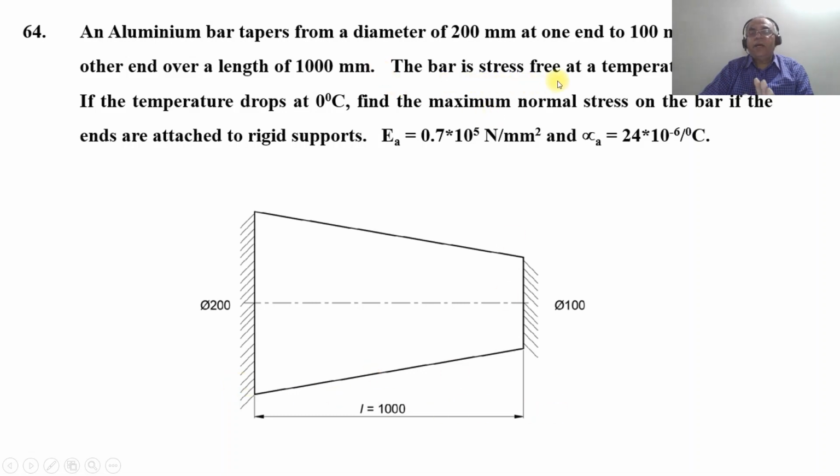The bar is stress-free at a temperature of 27 degrees centigrade. So there is no stress at the temperature of 27 degrees centigrade. If the temperature drops to 0 degrees centigrade, find the maximum normal stress on the bar if the ends are attached to rigid support. Take Young's modulus of aluminium as 0.7 into 10 to the power of 5 Newton per mm square, and alpha A, the coefficient of thermal expansion of aluminium, is 24 into 10 to the power of minus 6 per degree centigrade.